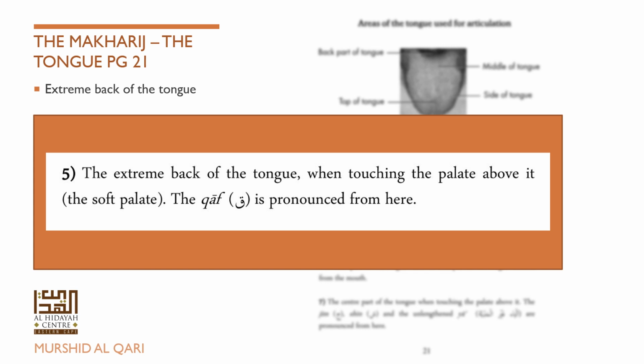So number 5, the extreme back of the tongue, when touching the palate above it, the soft palate, the qaf is pronounced from here. So when we run our finger or our tongue along our palate backwards, we will find that it is hard and eventually it gets soft. So that soft part, when our extreme back portion of the tongue lifts up and it touches the soft part of the palate, the qaf is coming from this particular place. The qaf is pronounced from here.